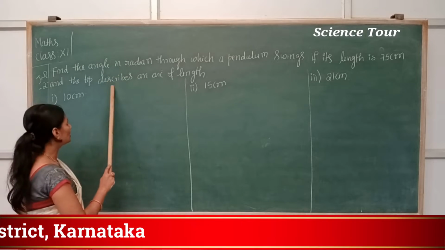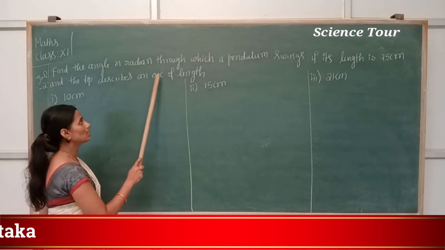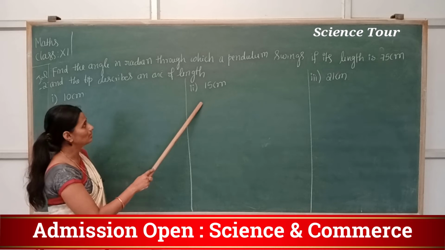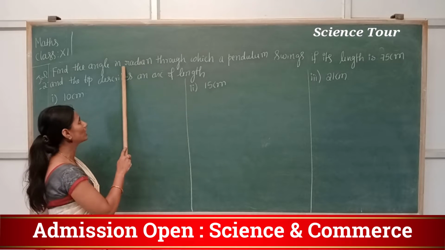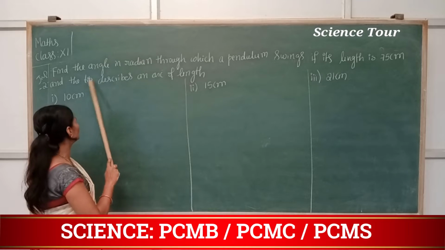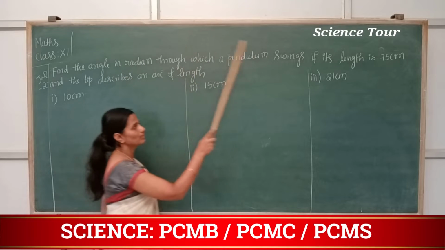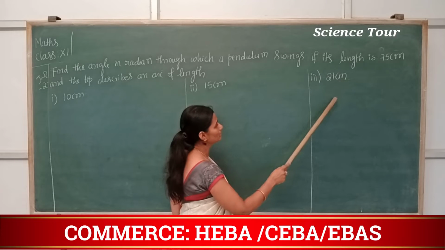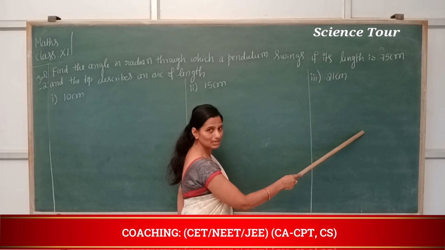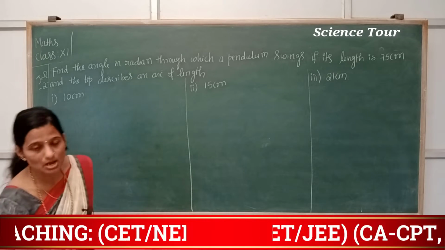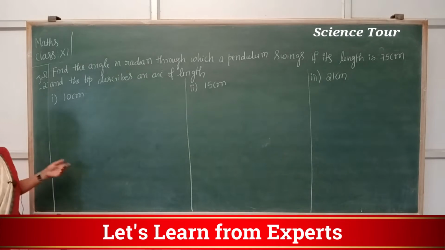Next, the tip describes an arc of length 15 centimeter. With this find the angle theta. That is the second sub question. Next, the tip describes an arc of length 21 centimeter. With this find theta in radian. That is the third sub question. Understood? Now first we will see what is a pendulum.